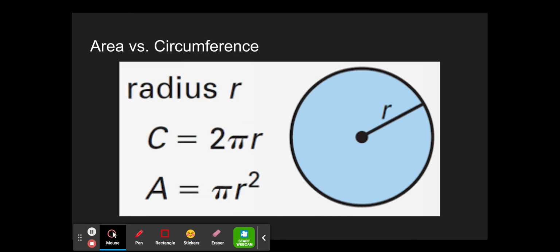Area and circumference. This is where pi comes from, okay? A long time ago, way before we had to worry about it, people were calculating the area of circles and kept saying this number keeps popping up. When I take the area of a circle and divide it by r squared, the radius squared, I keep getting this constant value.